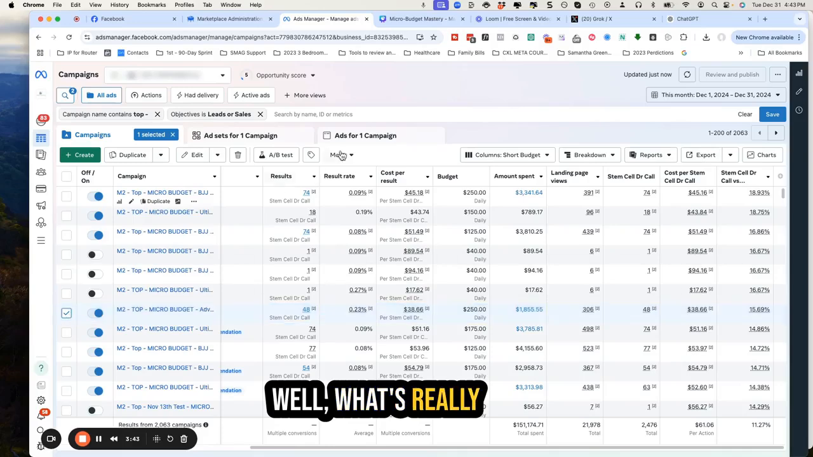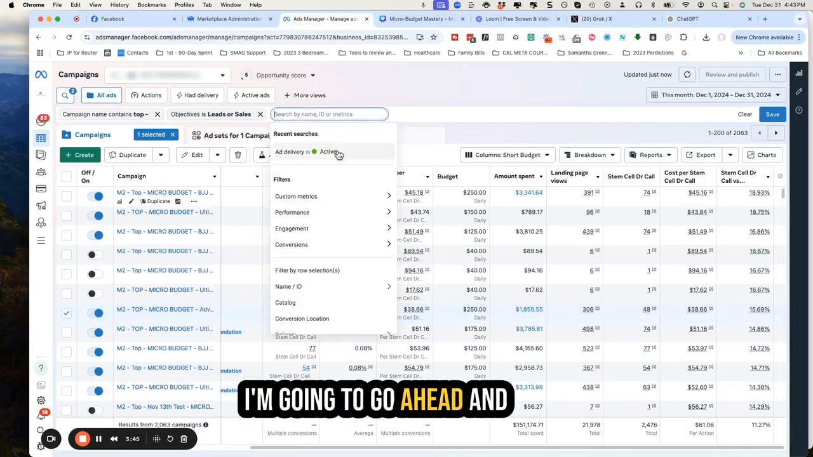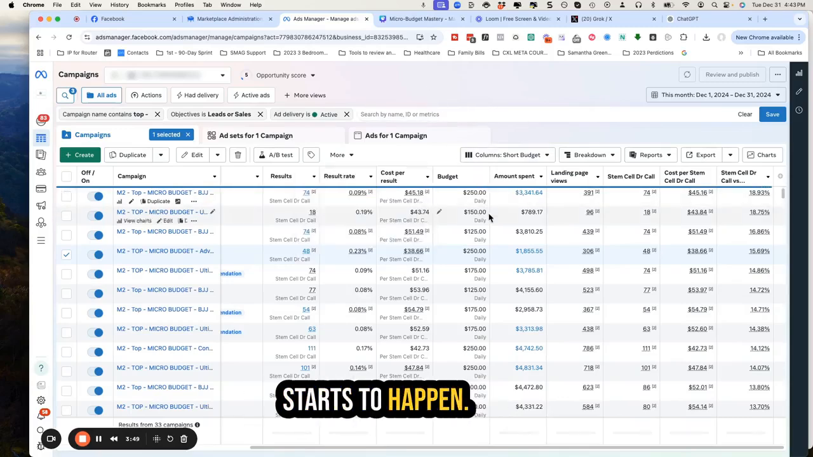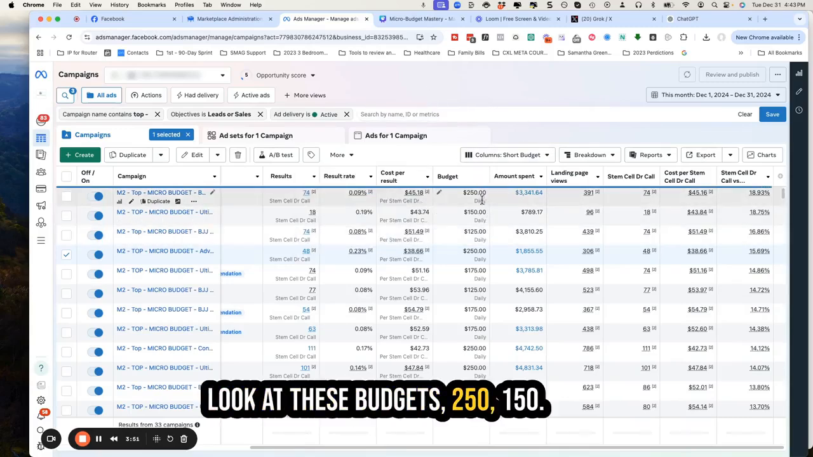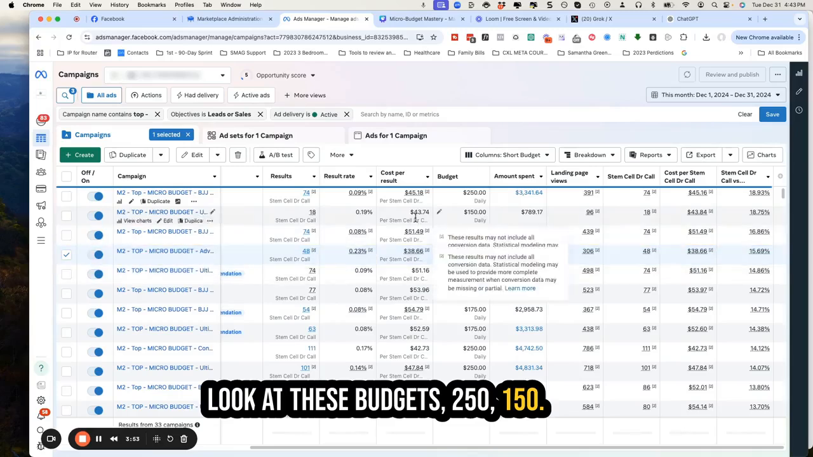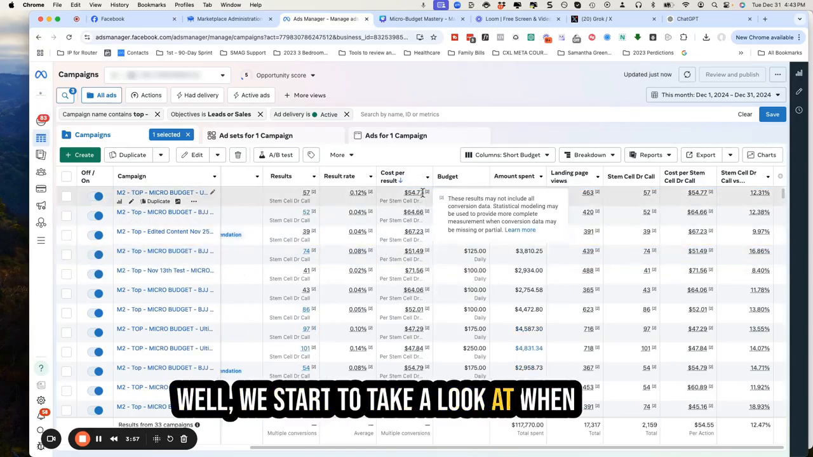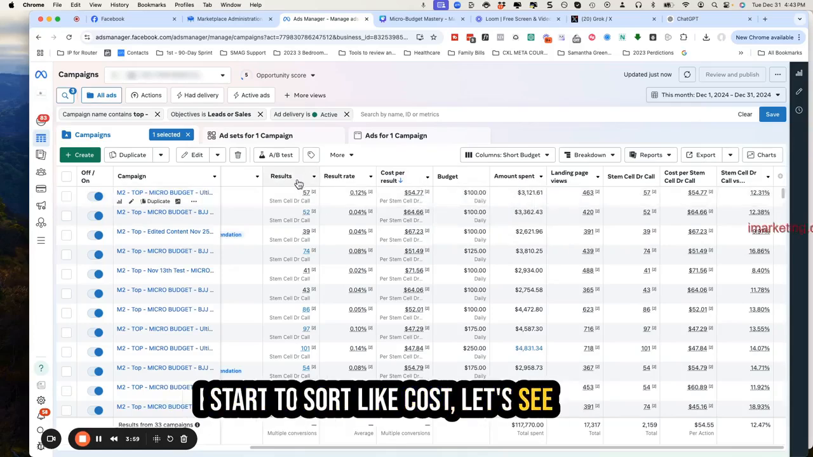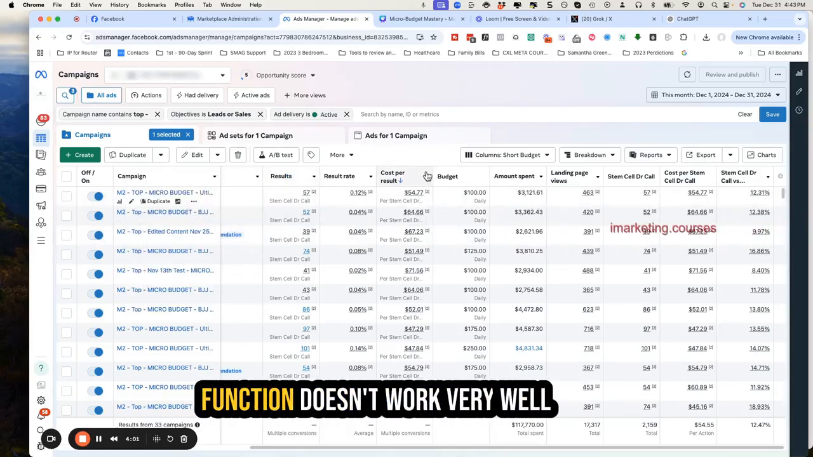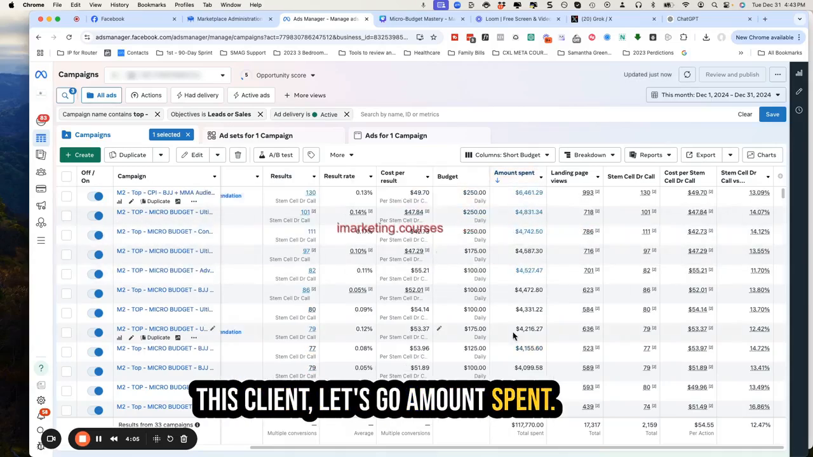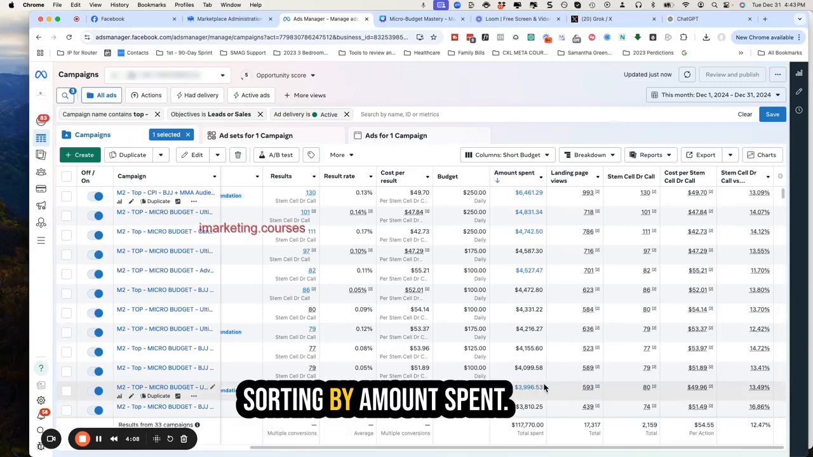What's really interesting, watch this. I'm going to select active campaigns. This is where the magic starts to happen. Look at these budgets, 250, 150. I just keep on bumping this up. Let's see if I can sort. Sometimes the sorting function doesn't work very well for Facebook with this client. Let's go amount spent. So I'm sorting by amount spent.